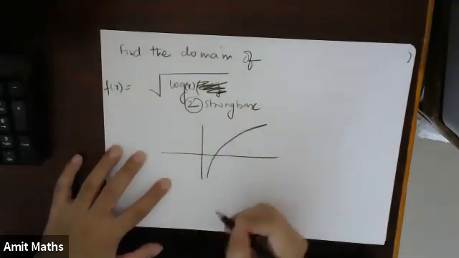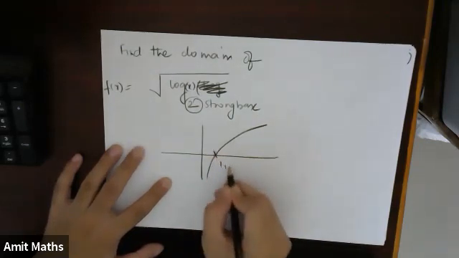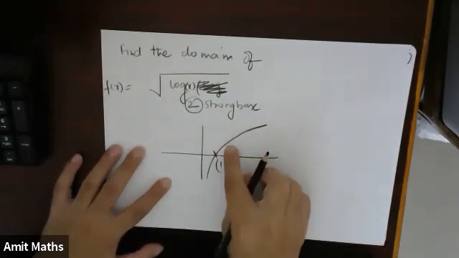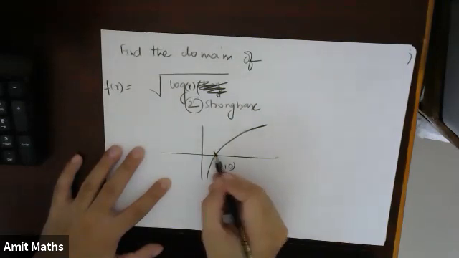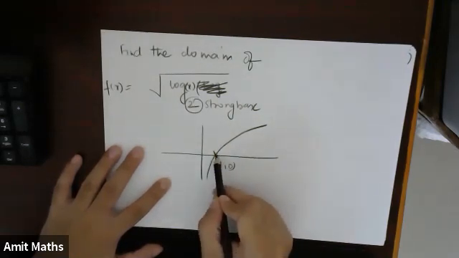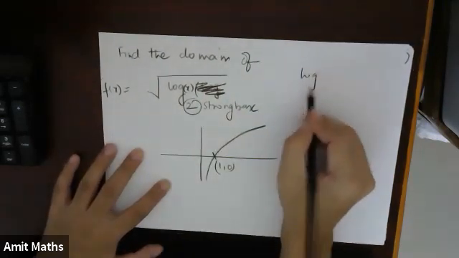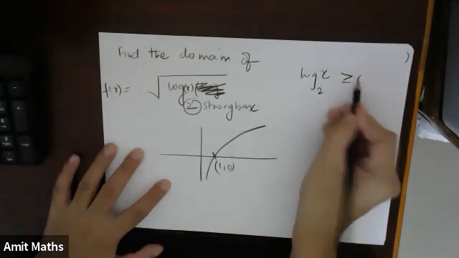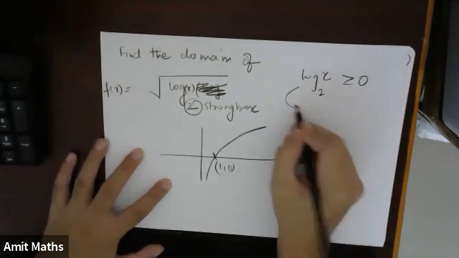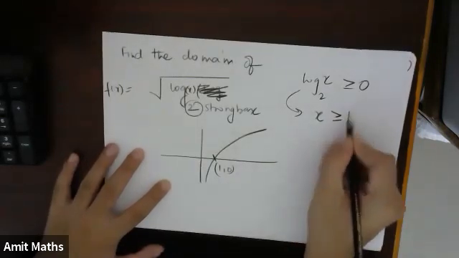This is the curve for log x with a strong base. What is this point? 1, 0. Before 1, log will be negative. At 1 and after 1, log will be positive. So this whole thing, log x base 2, should be greater than or equal to 0. This means that x should be greater than or equal to 1.